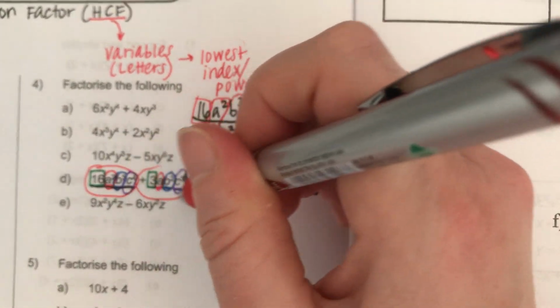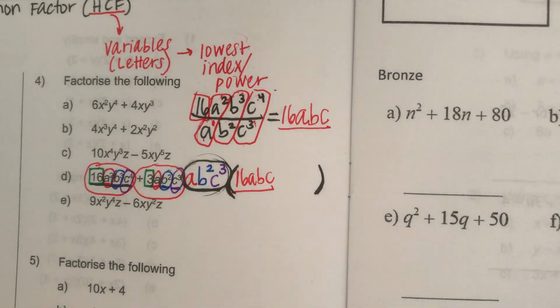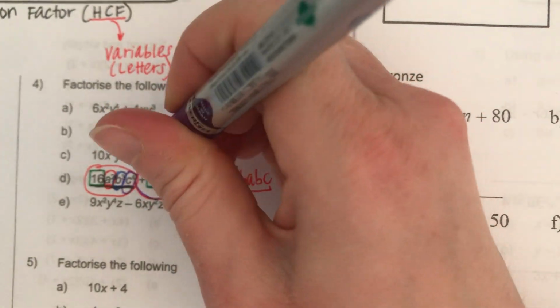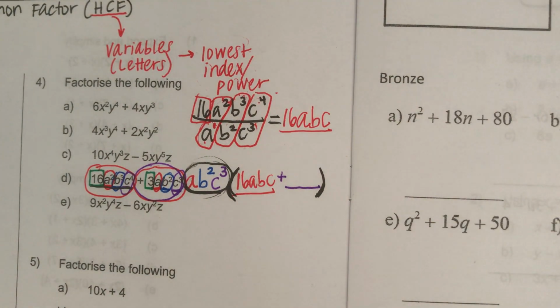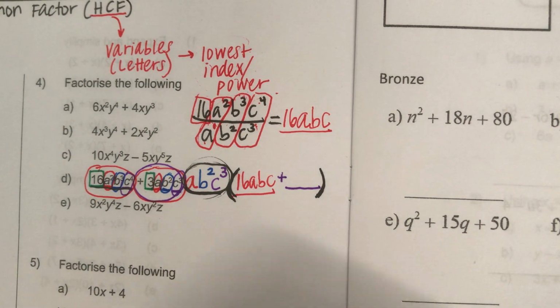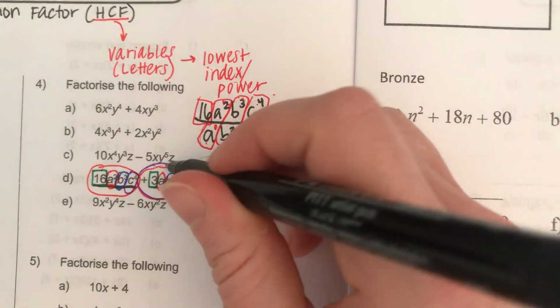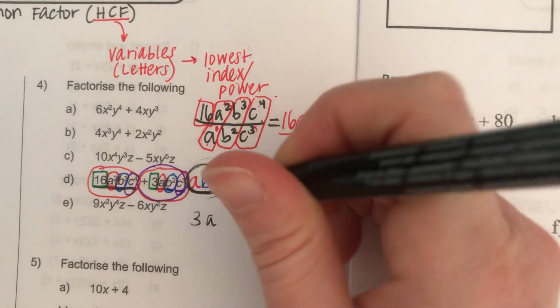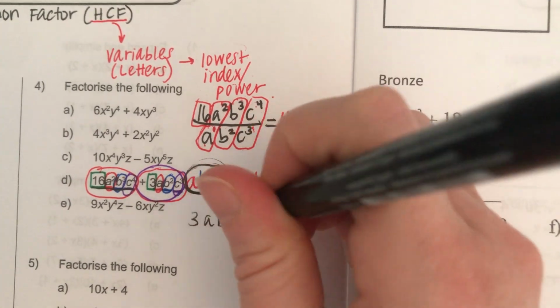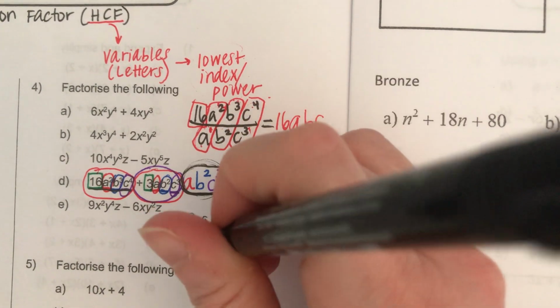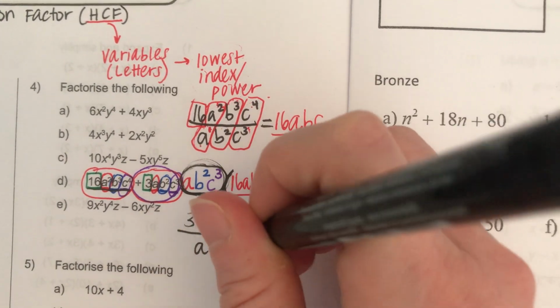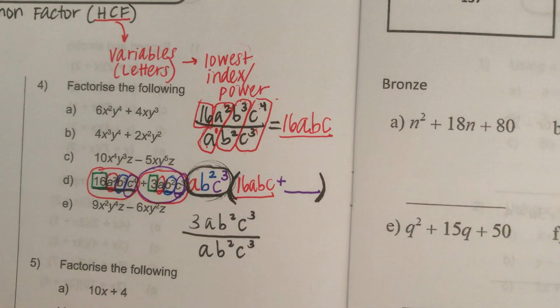And then I need to figure out what the second term will be, which I'll do in a different color. So this is the second term. So I'm going to add on some separate piece for the second term. All right, my second term was 3a b squared c cubed. I'm going to divide all of that by the common term that we pulled out at the beginning outside of the brackets.